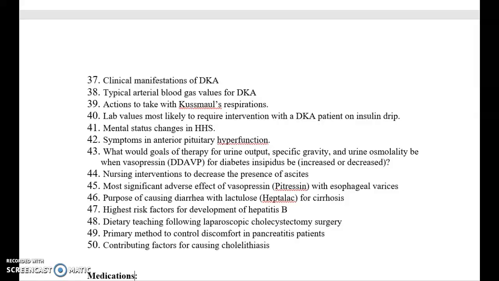Most significant adverse effect of vasopressin, again, here we go with esophageal varices. Remember that esophageal varices are caused by very enlarged vessels because of the backflow of blood. And because of that, vasopressin, which is a vasoconstrictor, is used. But look up your side effects with that particular drug and know what you would be watching for in terms of really some significant problems.